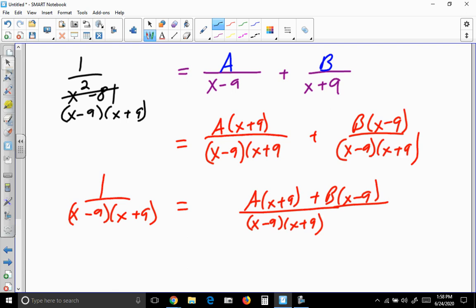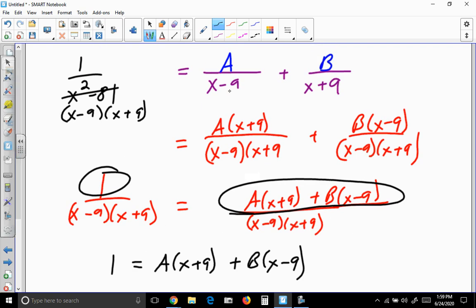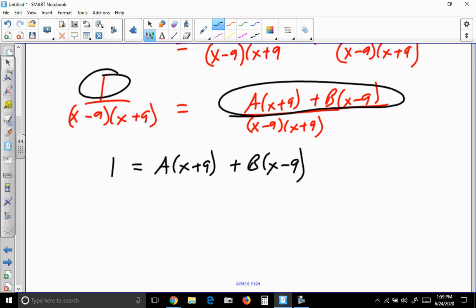So what we've accomplished is we've gotten a relationship between this numerator and a and b. If we have a fraction equal to a fraction and the denominators match, then the numerators also match. So 1 has to be a times x plus 9 plus b times x minus 9. Now for ones like this, where we have unique denominators and none of them are repeated, there's a special way that we can solve for a and b, and that's by picking specific values of x.